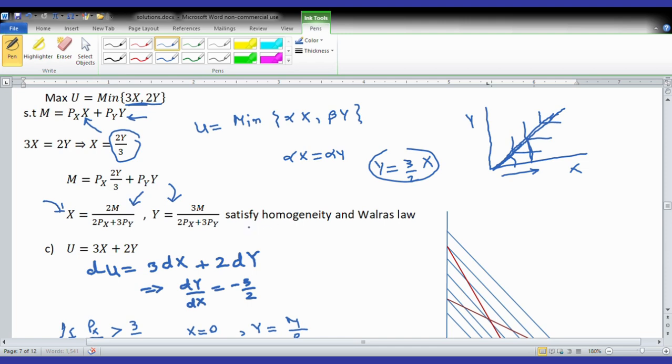Do they satisfy homogeneity and Walras' law? The answer is yes. See that if you multiply m and prices by lambda, your x will remain unchanged, because you will be getting lambda here, lambda here, and lambda here, and then the lambdas will cancel out.